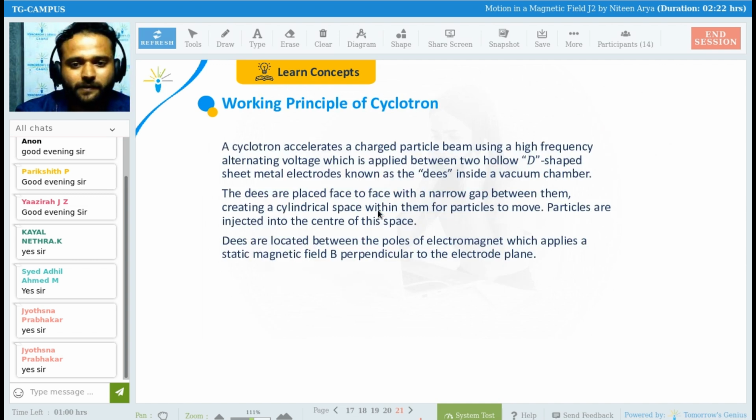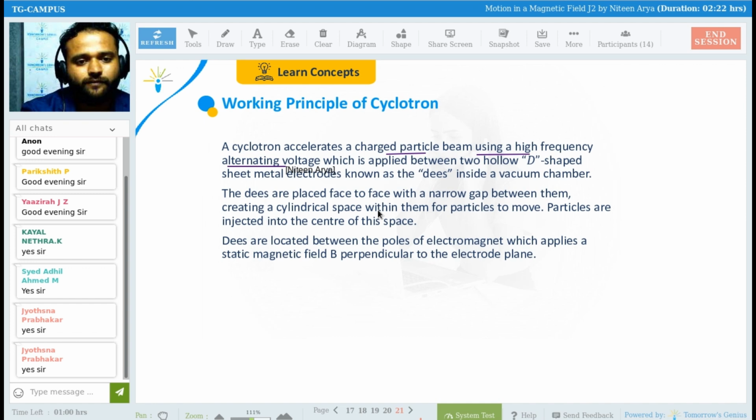Okay, so the working principle. This is not going to help you out much, because if I am not wrong, cyclotron and toroid, both have been removed from the CBSE portion. But still, if you want to learn in a proper way, we can do that. A cyclotron accelerates a charged particle beam using a high frequency alternating voltage.